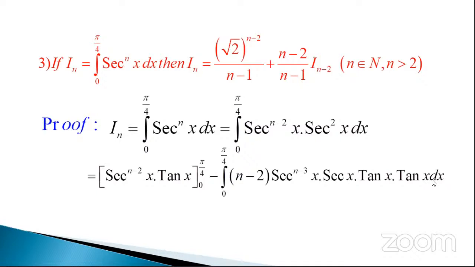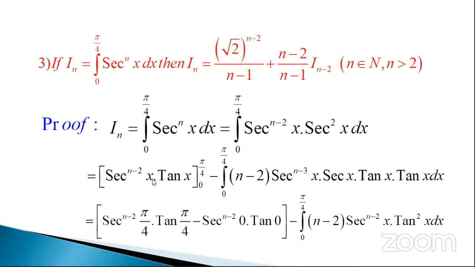Am I clear? Now, sec to the power of n minus 3 x into sec x means sec to the power of n minus 2 x, and tan x into tan x gives tan square x. Am I clear? The first term is sec to the power of n minus 2 x into tan x, since the integral of sec square x dx is tan x, with limits 0 to pi by 4. The second term is the derivative of this function and the integral of sec square x, which is tan x.